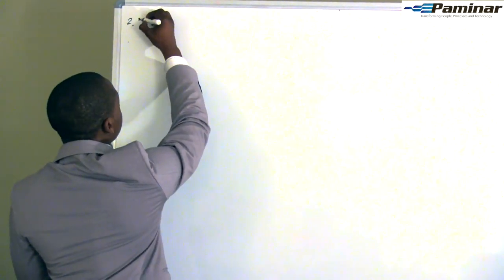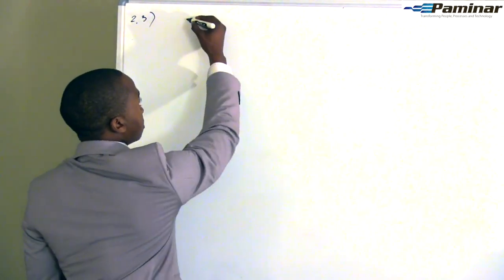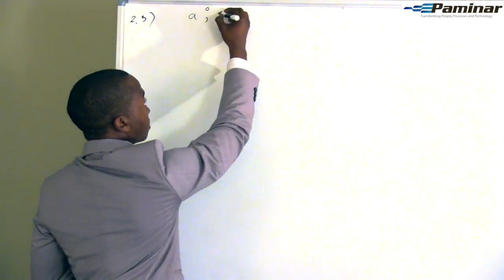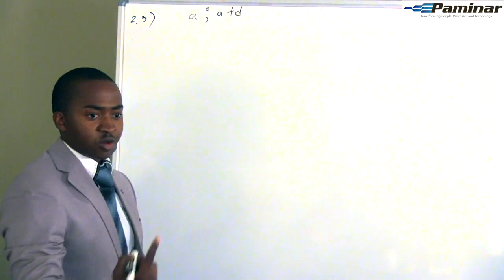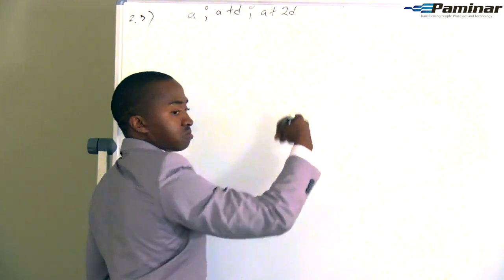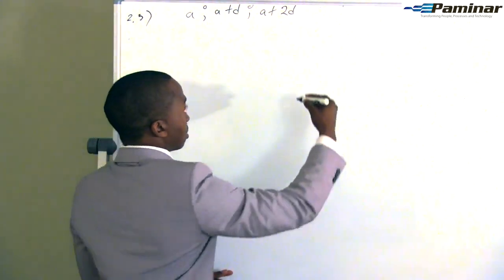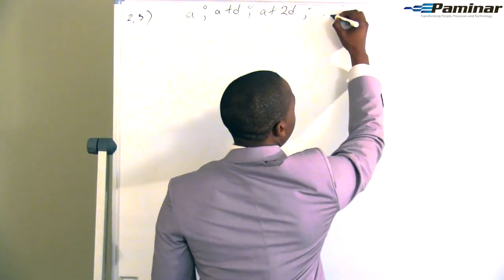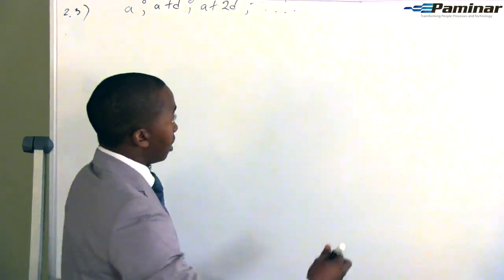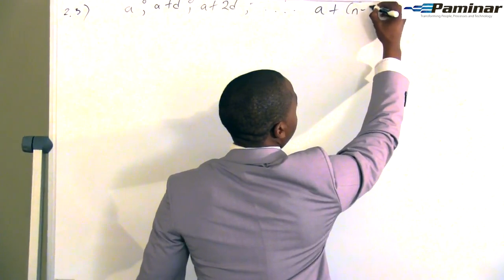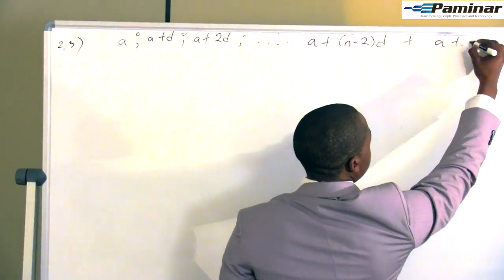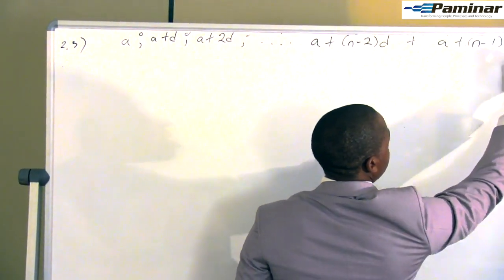Let's say, okay, this is question 2.3. Let's say you've got an arithmetic sequence with first term a, what's your second term? It's a plus the first difference. Your third term is a plus second difference, right? All the way up to a plus (n minus 2)d plus a plus (n minus 1)d.